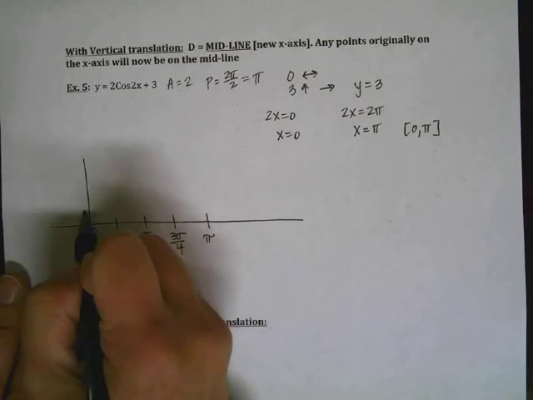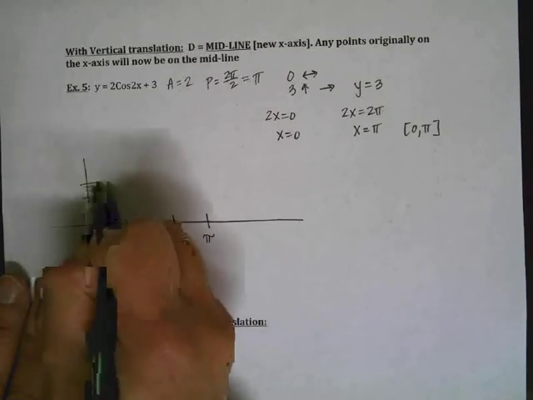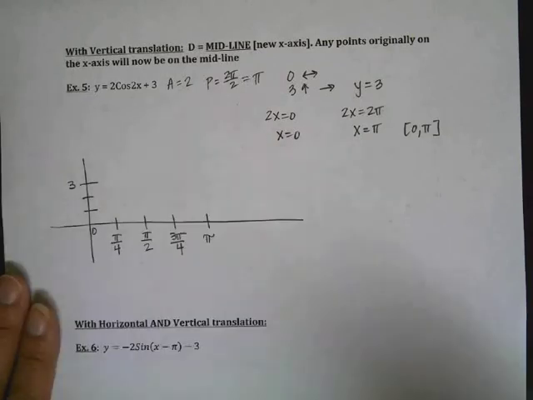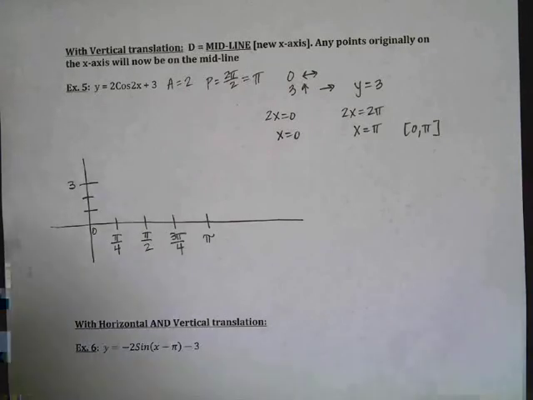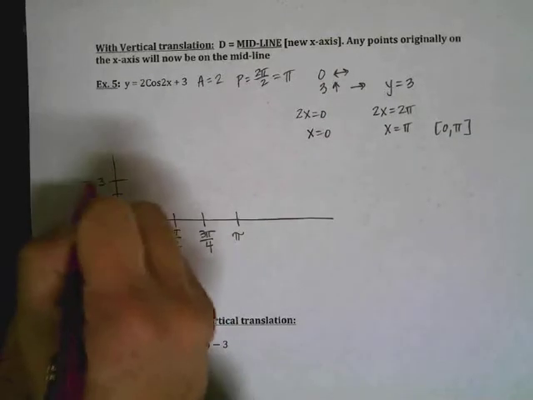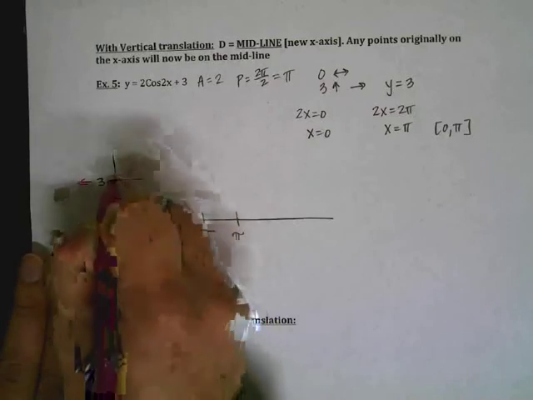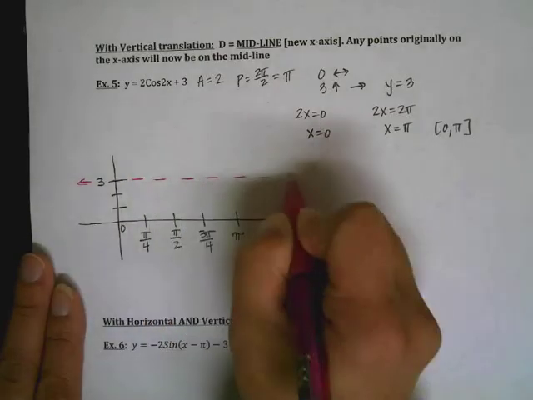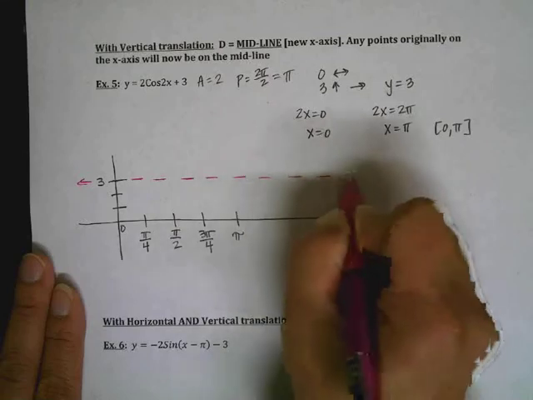Now it shifted up 3 spaces. So our midline is going to be at y equals 3. So we're going to draw that in pen, and it's a dotted horizontal line. And this is where our new x-axis is going to be.